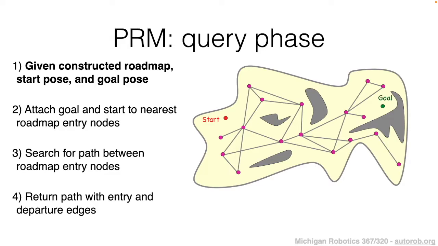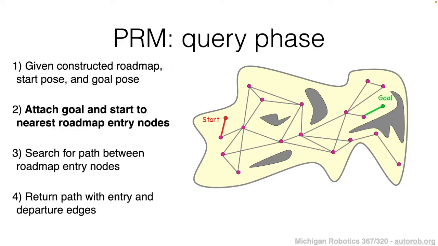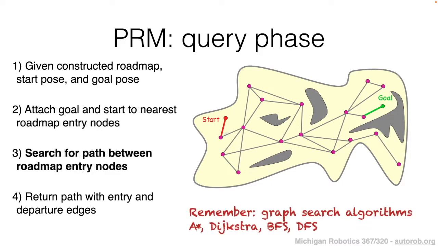So given that we have some constructed roadmap, and we also have a defined start and goal pose within configuration space, the query phase works as follows. The first thing that we'll do is attach each of the start configuration and the goal configuration to its nearest roadmap entry node. And at that point, we can then apply a known graph search algorithm to our roadmap to find a corresponding path through the roadmap that would lead from the starting entry node to the goal entry node.